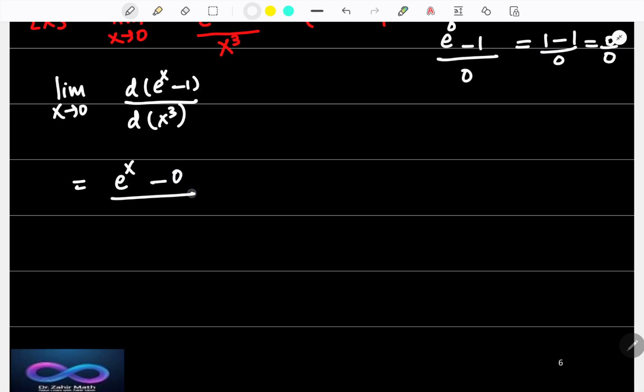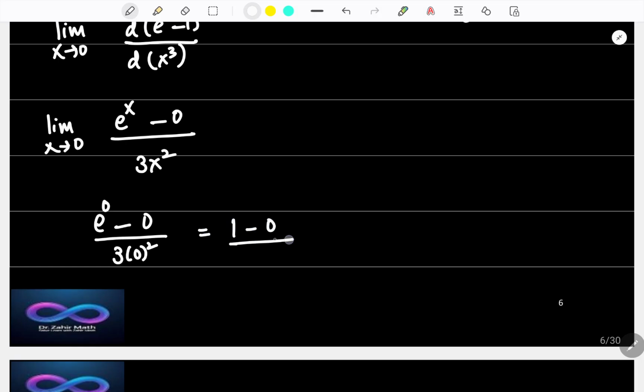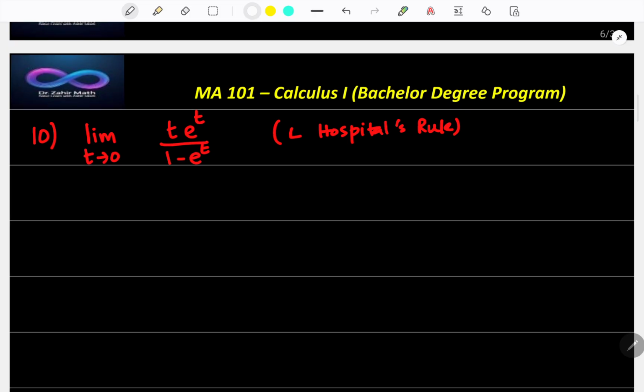Differential of 1 is 0. Differential of x is 3x squared, right? Now you put limit x tends to 0. So when I put limit x tends to 0, I will get e power 0 minus 0 divided by 3 into 0 squared. So e power 0 is 1. 1 minus 0 divided by 0. So 1 by 0 is equal to infinity. Clear, everybody? So easy.